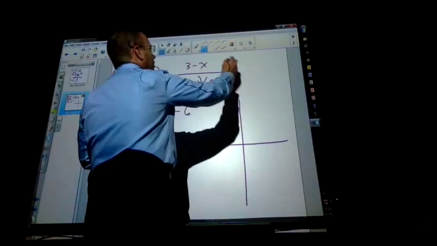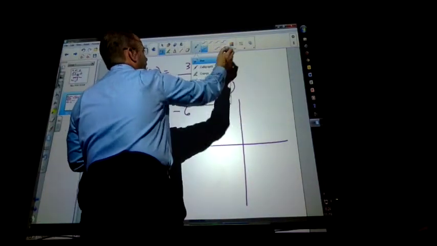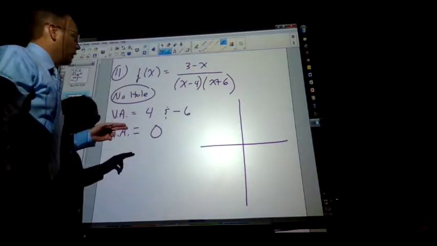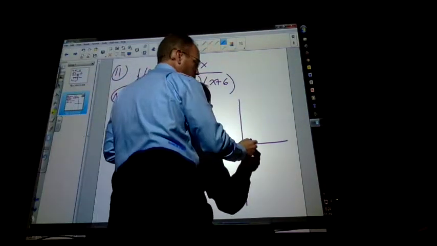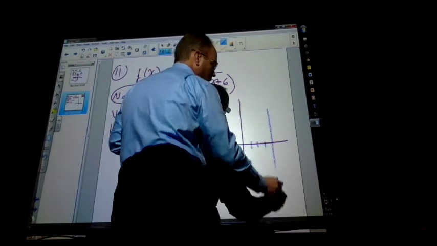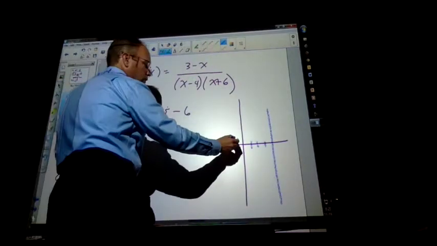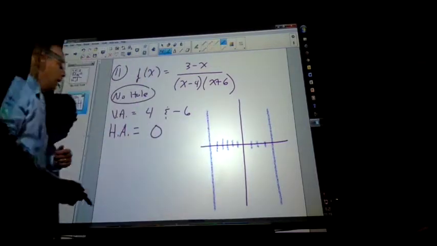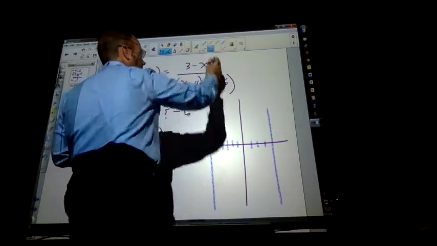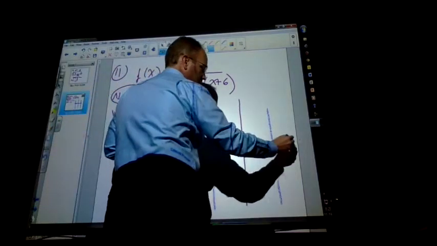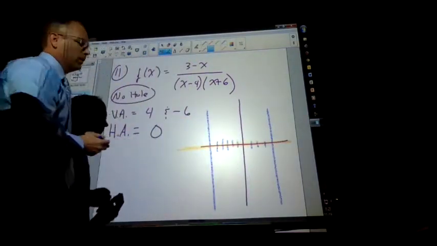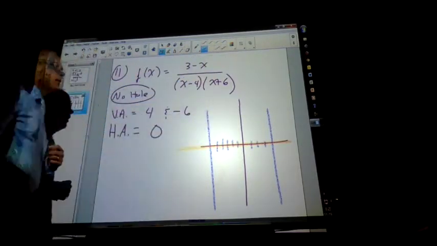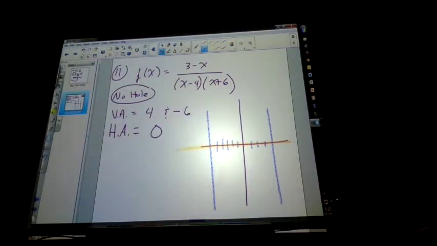Okay, so let's draw in what we know. Here's my xy axis using our crayon function. I don't know, I just like the crayon. So I'm going to draw my vertical at 4, 1, 2, 3, 4, and at -6. And then the horizontal asymptote is going to be at 0. Anybody have any ideas what this graph might look like, or how we could think about what it'll look like?